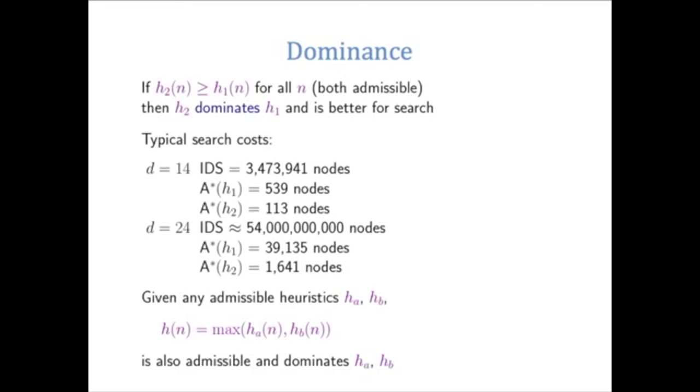Now, what if you have a heuristic that's not greater than another heuristic for all n? What do you do? Well, what you do is you combine them. Basically, if you've got two admissible heuristics, H sub A and H sub B, then you define a heuristic function H of n that takes the maximum of H sub A at node n and H sub B at node n. And this new heuristic, H of n, is also admissible because H sub A and H sub B were admissible, and it dominates both H sub A and H sub B.